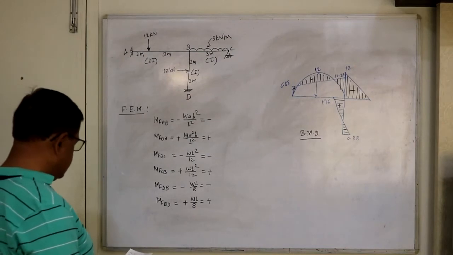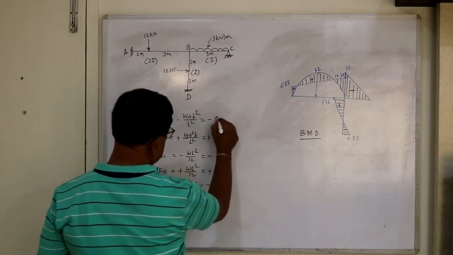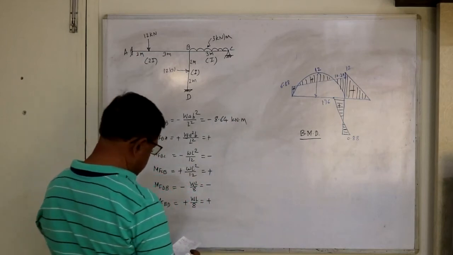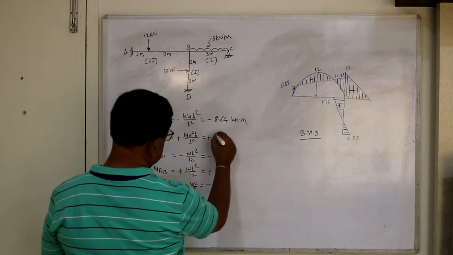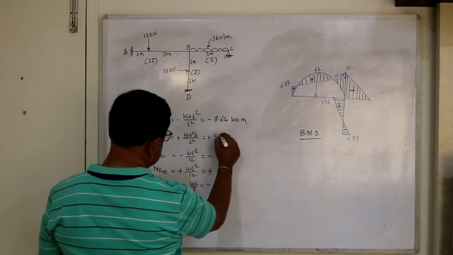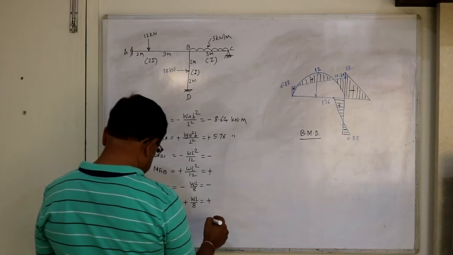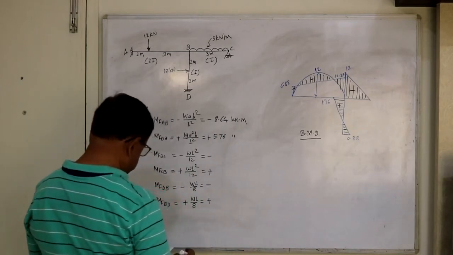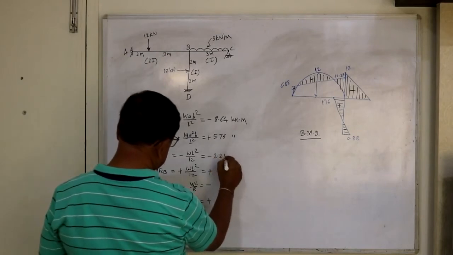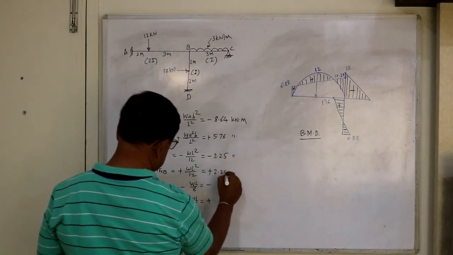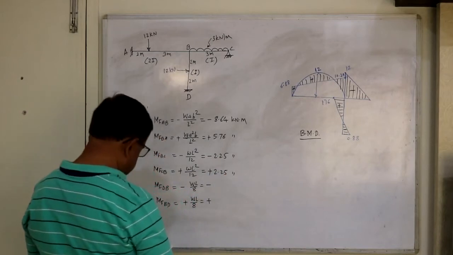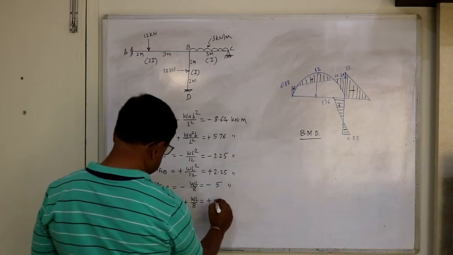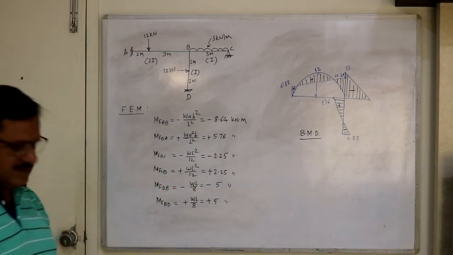So I think MFAB is minus 8.64 kilonewton meter, or you can write down these values. BA is plus 5.76. Then this is 2.25. MFBC minus 2.25, and this is plus 2.25, and DB is minus 5, and this is plus 5. So these are the fixed end moments.